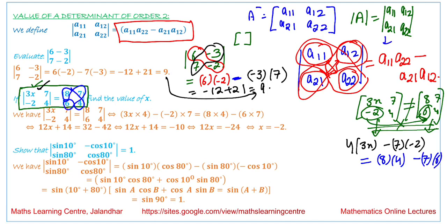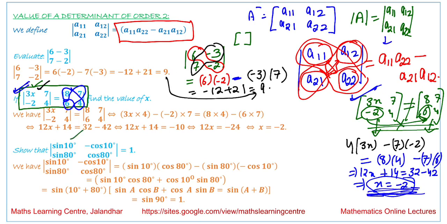So when you solve these values, you will get 12x plus 14 is equal to 32 minus 42, and this gives us the value of x as minus 2. So as matrices, these two matrices are not equal to each other, but when we are talking about the determinants, their determinants are equal if the value of x is equal to minus 2.